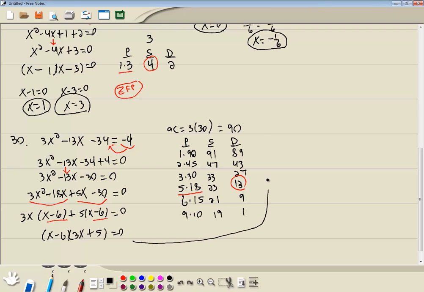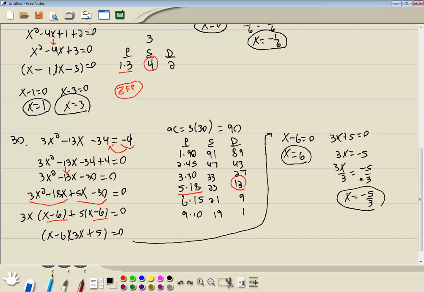Okay, zero factor property. We get 0 on one side, we factor the other side, we set each factor equal to 0. So I'll set x minus 6 equal to 0, and I'll set 3x plus 5 equal to 0. Here I take negative 6 over, gives us positive 6. Here I take the 5 over, becomes a negative 5. Divide both sides by 3, and we get x is equal to negative 5/3. So those would be our two answers.